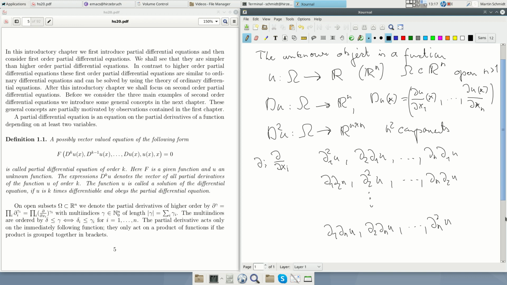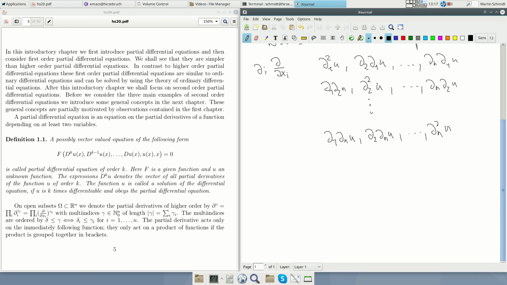We see these are all second order partial derivatives. This d2 stands for all second order partial derivatives. Okay, let's think a little bit on this. Are they really independent?